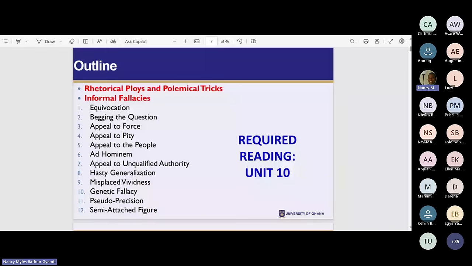So we think of these fallacies whose names you see there, the particular fallacies are there: equivocation, begging the question. Look at your screen, please. Appeal to force, appeal to pity, all the way to semi-attached figure. They are all informal fallacies. Those are their particular names, but we will group them shortly under some umbrella.